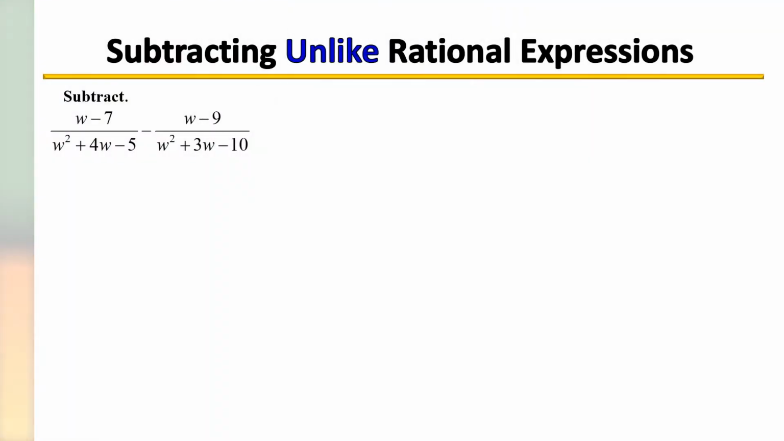In this example, we're asked to subtract unlike rational expressions. So here we can see that the denominators are different. I also see that they are trinomials, which I need to first factor both of them into two binomials so I can see what are all my different or unique factors so that I can figure out what my LCD is going to be. So let's go ahead and factor those. I'm going to factor them into two binomials.